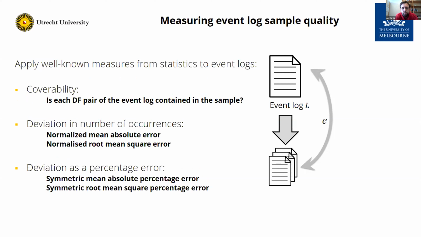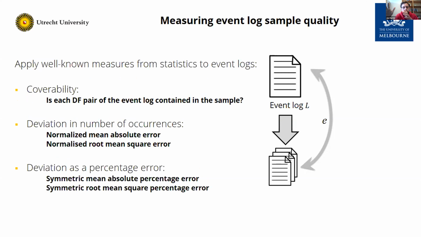And so the easy way is to look into coverability. It's each directly follows pair of the event log also in the sample. And so completely covered means any pair that we saw in the event log is also in the sample. And so you could say this coverability is what we classically call completeness of the event log for the alpha miner and for the inductive miner.